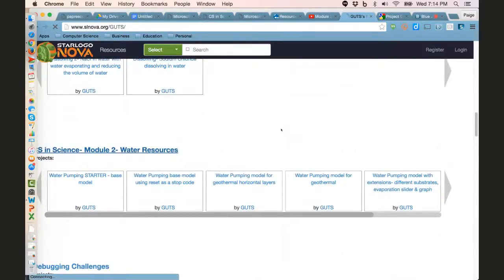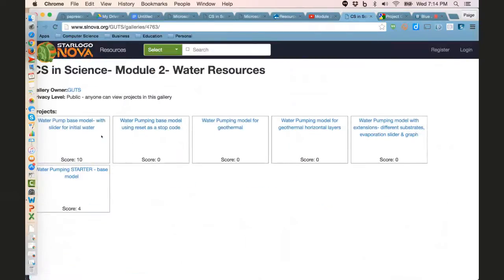The module 2 water resources are here, and so these are the different ones. There is the base model, it says starter in capital letters, and then there are these other 5 models that are modifications, and we've given you some ideas already. Those are really meant for you as a teacher, not necessarily for the students themselves. However, the one for students is this base model.